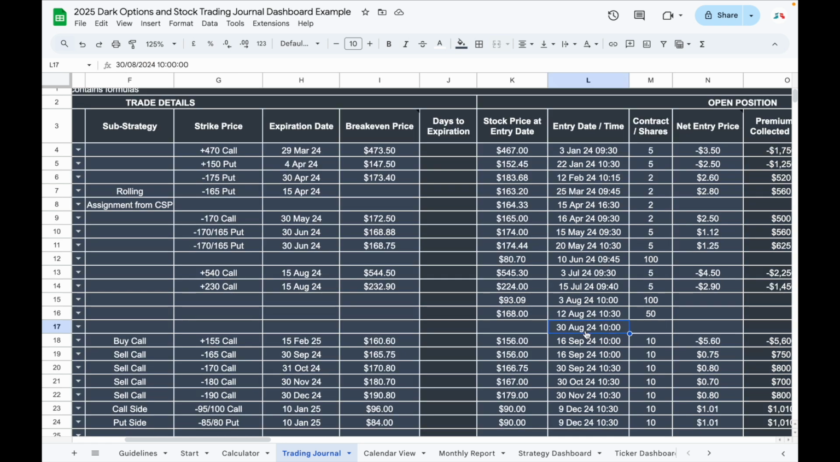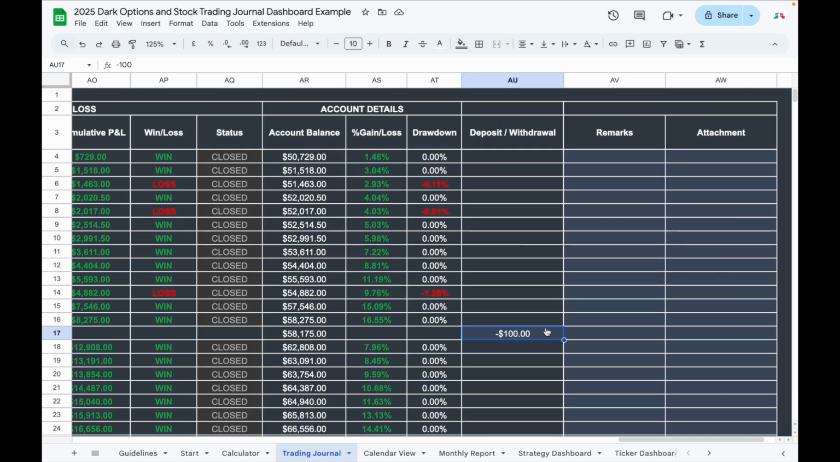Enter the date you input or withdraw the fund. Under the deposit or withdrawal column, put a minus before the amount if you withdraw the money.